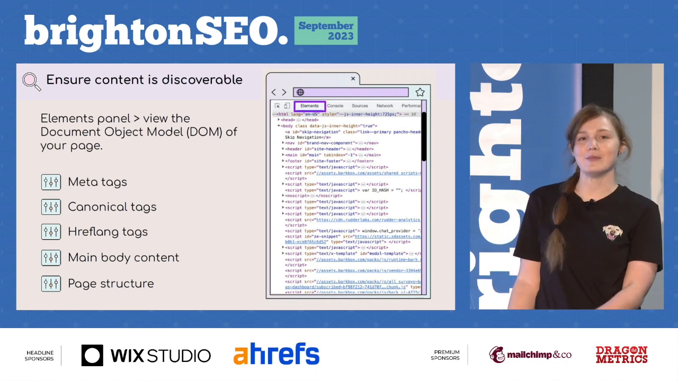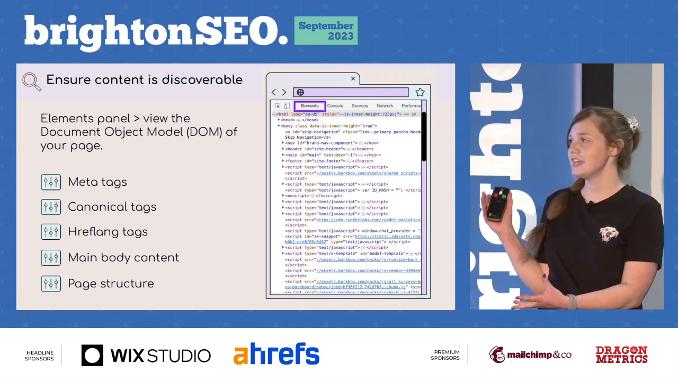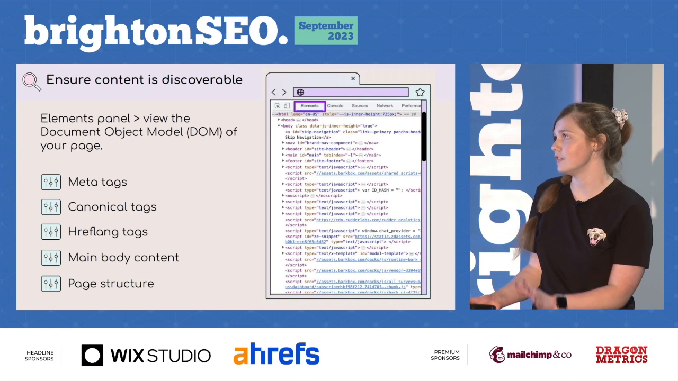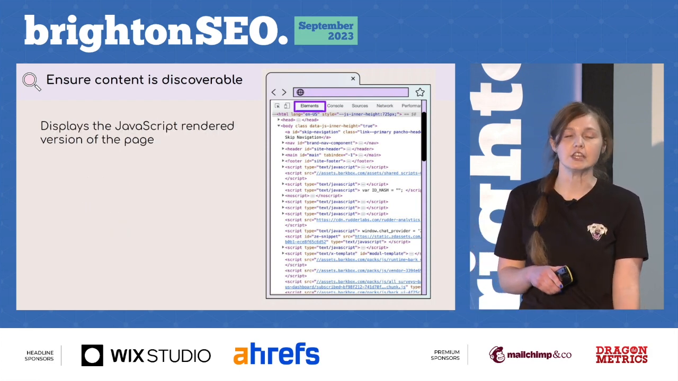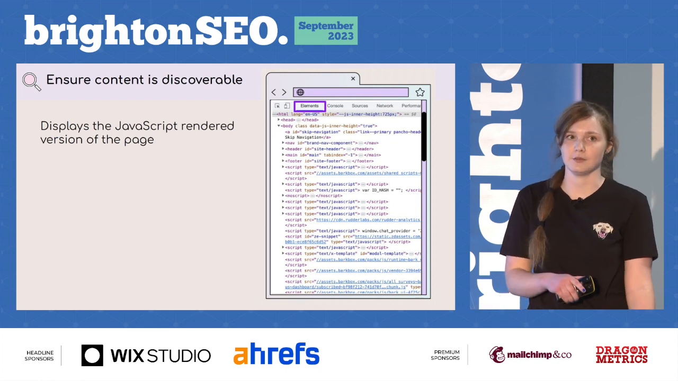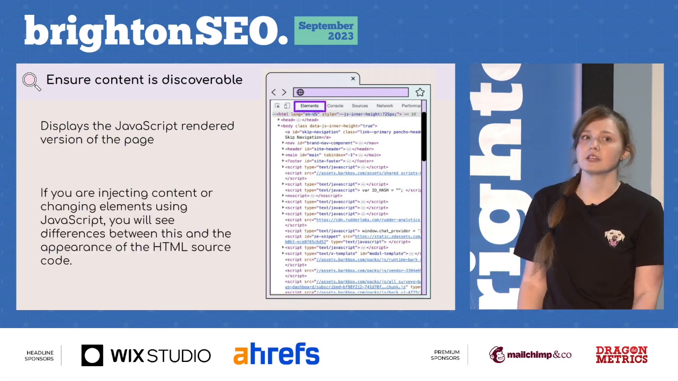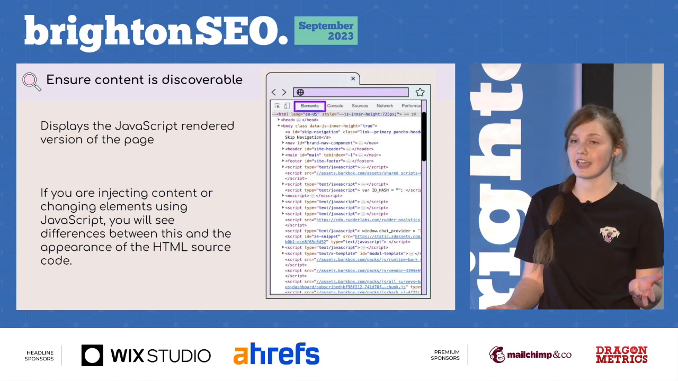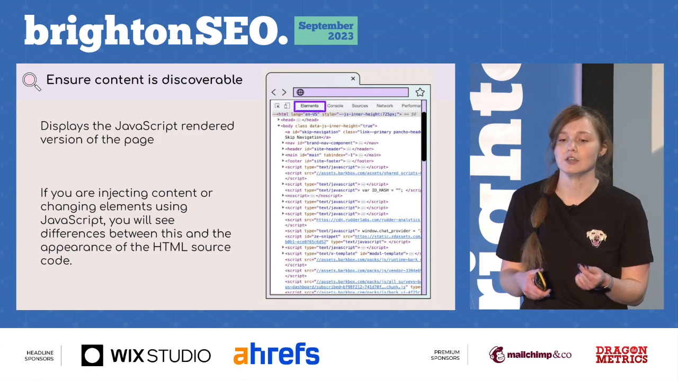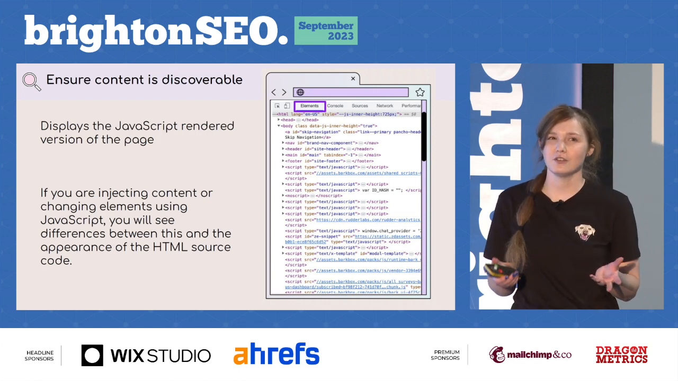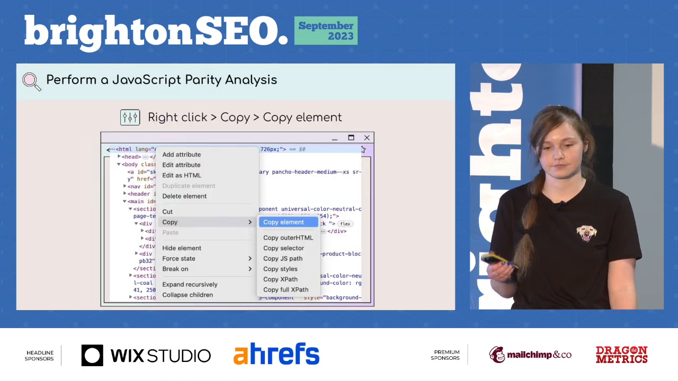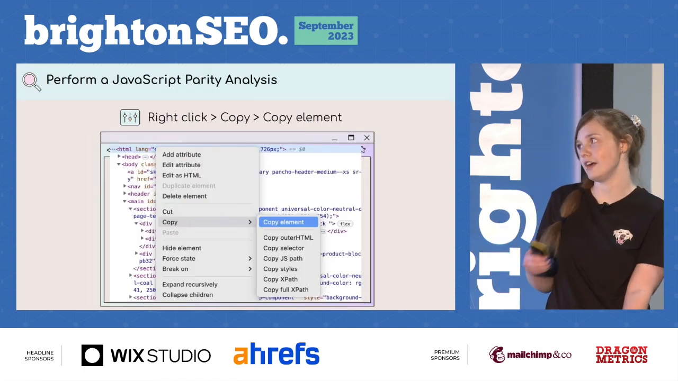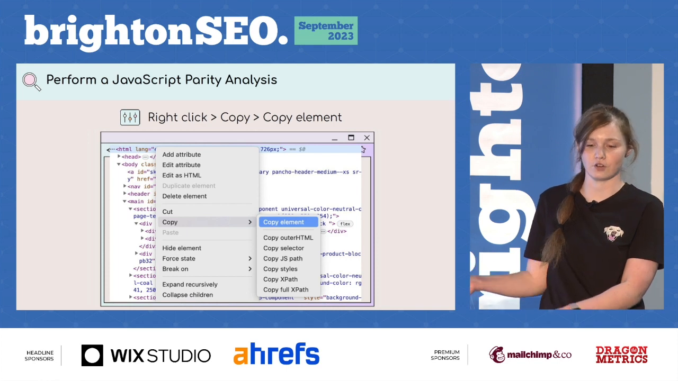So this will show you meta tags, your canonical links. You can see the page structure, main body content, all of that will be in there. And this is the JavaScript rendered version of your page. So it's going to be different to what you see in your HTML source code. And this is important because if you're injecting content or you're changing elements, whether you know it or not, JavaScript might be changing some of your elements without you knowing it, and then therefore you don't actually know what Google is able to see, what they're crawling, what they're actually using for indexing. So we can do a JavaScript parity analysis using what we see in Chrome DevTools.